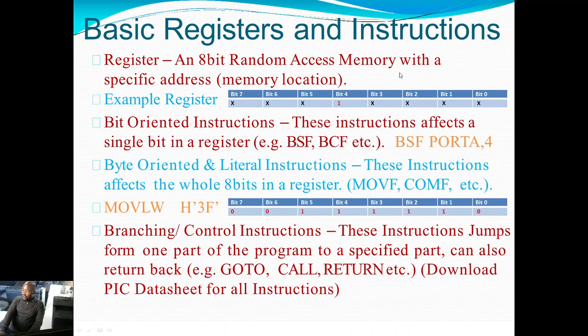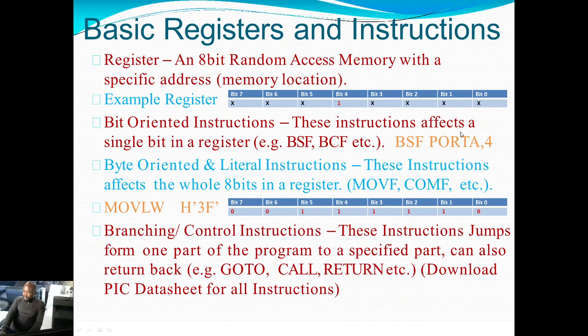And then, since all registers are 8-bit registers, in some registers, some bits will be useful, some bits will be useless or unused, to say. Now, all registers are 8-bit registers. We have bit 0 up to bit 7. On the right hand side, the least significant bit. On the left hand side, the most significant bit. And now we have instructions that can affect a single bit in the 8-bit register. Those instructions are called bit-oriented instructions. They modify or affect only one bit in the whole 8-bit register.